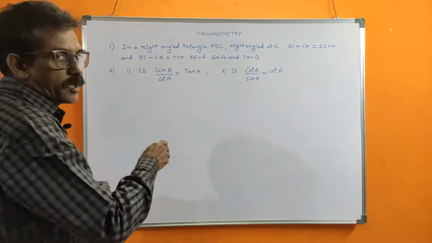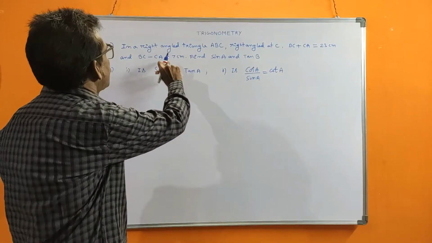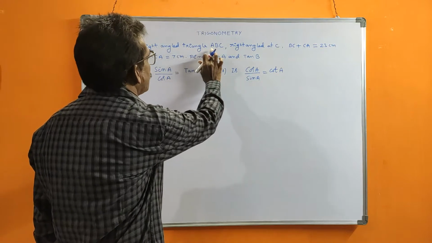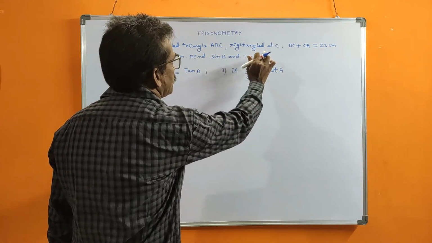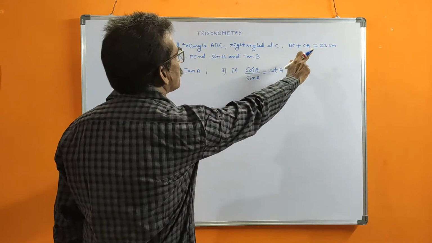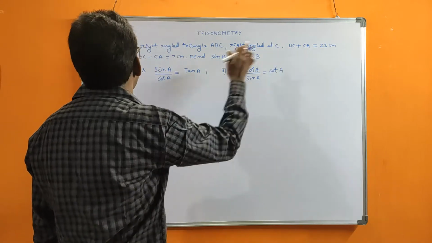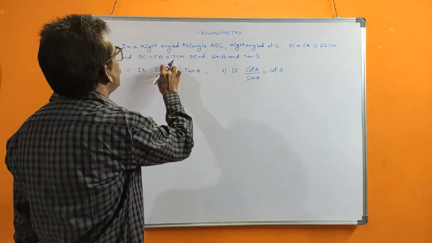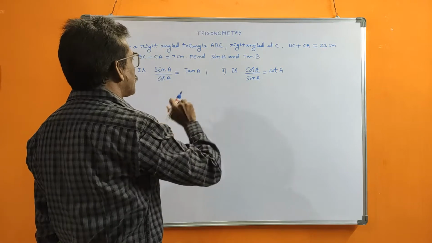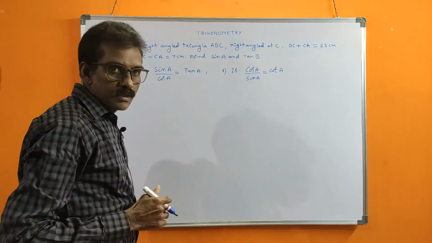Now, see the first problem. In a right angled triangle ABC, right angled at C, BC plus CA is equal to 23 centimeters and BC minus CA is equal to 7 centimeters. Find sin A and tan B.